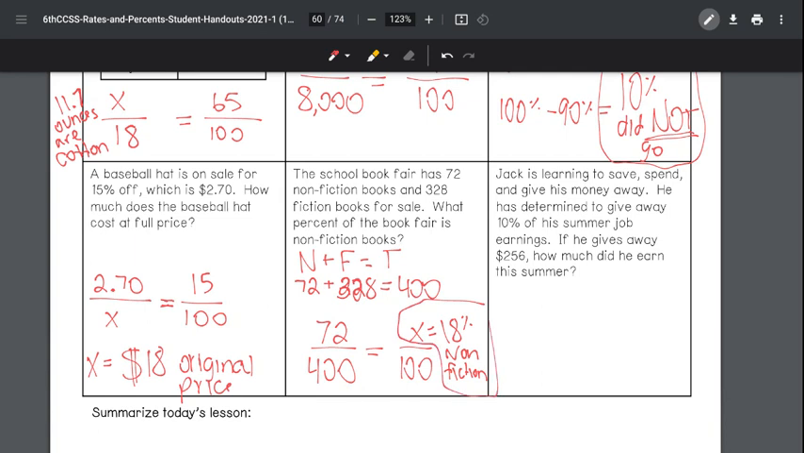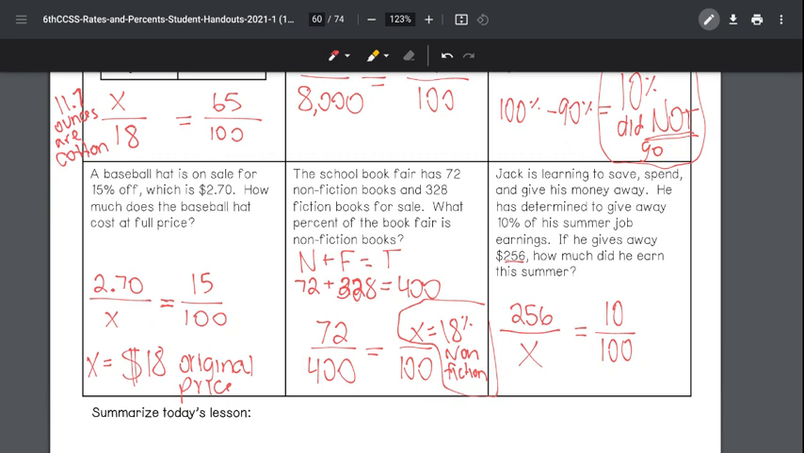Last one. Jack is learning to save, spend, and give his money away. He has determined to give away 10% of his summer job earnings. If he gives away $256, how much did he earn this summer? I know we're giving away 10% out of 100% of the money that Jack makes this summer. It tells us that that 10% that he gave away was really $256. But $256 out of how many total dollars did he make for the whole summer?